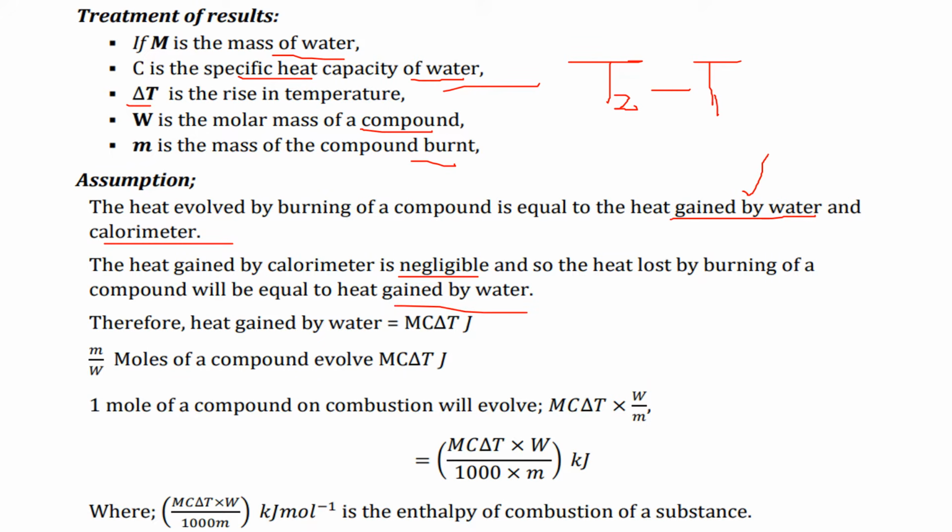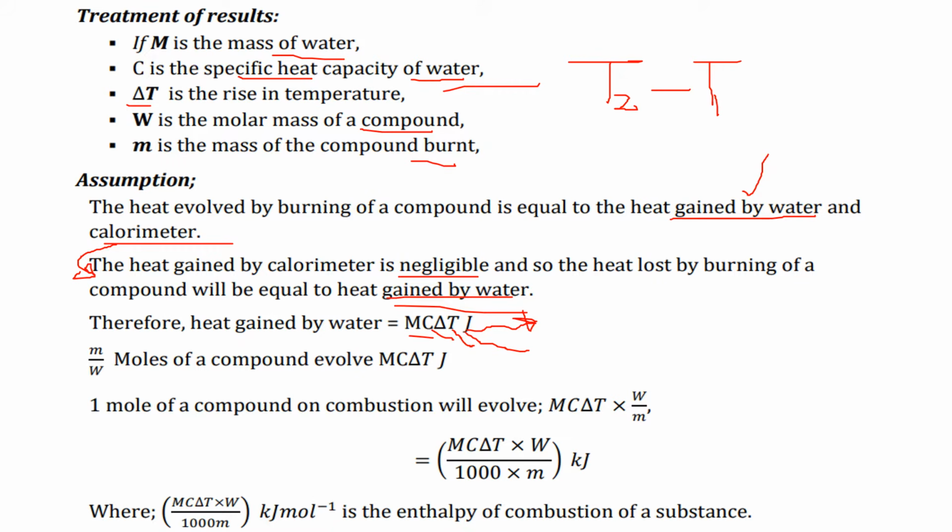So we assume that the heat that is being gained by the bomb calorimeter is going to be negligible since the calorimeter has a very thin surface. So we assume that all the heat that is being produced from combustion is going to be equal to the heat that is being gained by water. And to get heat that is being gained by water, we get mass of the substance times the specific heat capacity times the temperature change. And this heat is going to be measured in joules. That's why we are putting this J here.